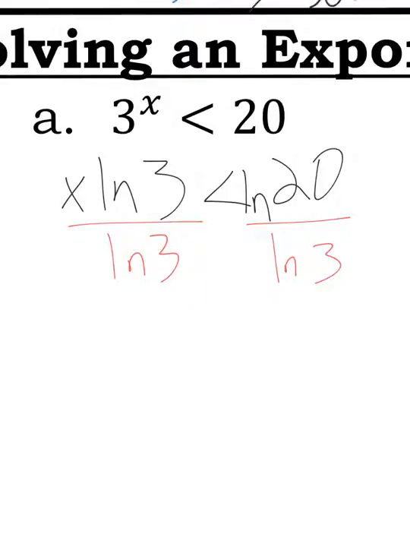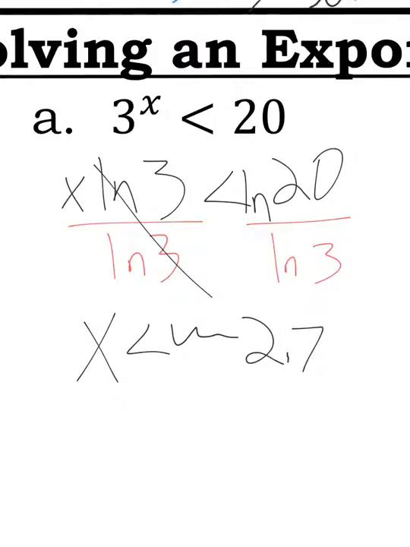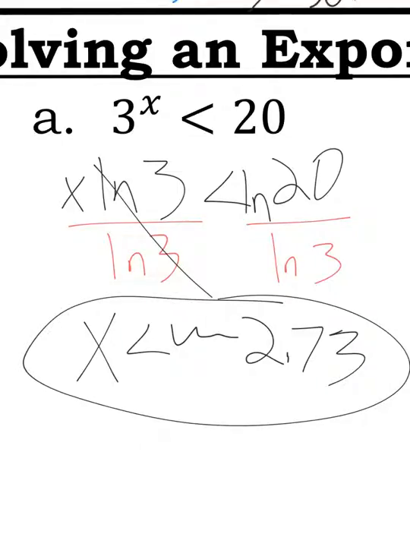What you do to one side, you have to do to the other. So ln both sides. And so all you need to do is type in ln 20 divided by ln 3, okay? And I'm going to get a value that's approximately 2.73. That's the tilde, the approximate sign. So I rounded to about 2.73, all right? But that's really all you had to do.